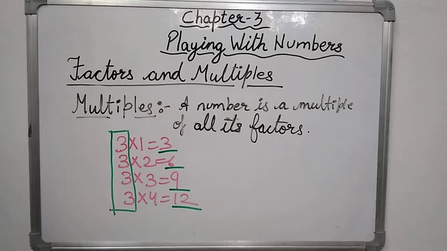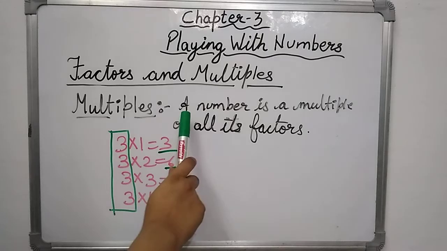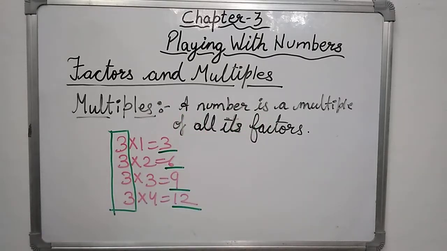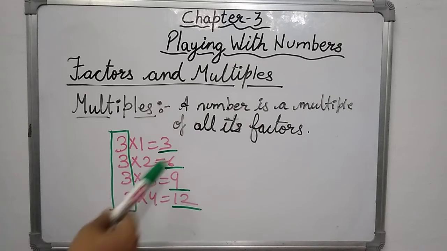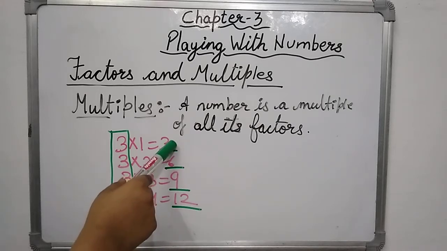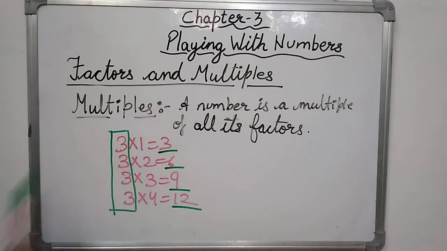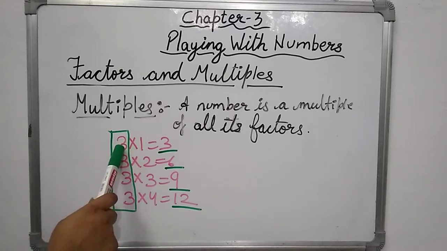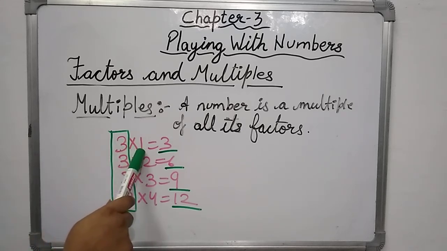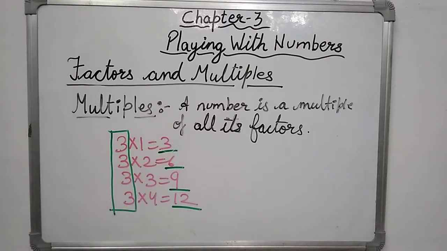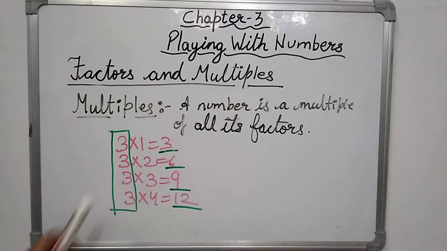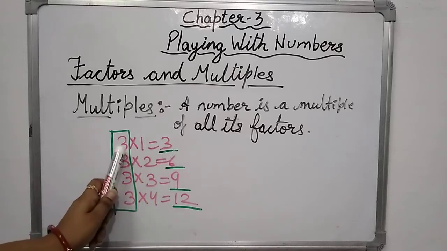Now let's understand how this definition works. A number is a multiple of all its factors. The factors of 3 are 3 and 1. So this is the product of 3 and 1, and 3 is a multiple of 3. So this 3 is called a multiple of all of its factors, 3 and 1.